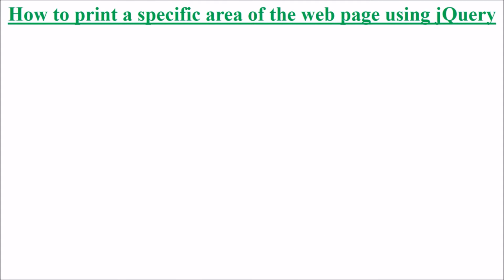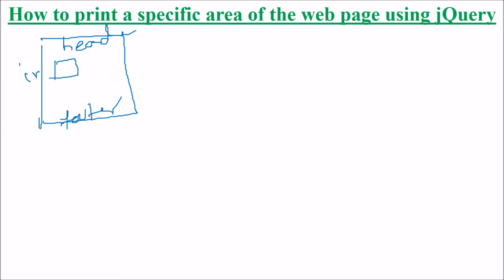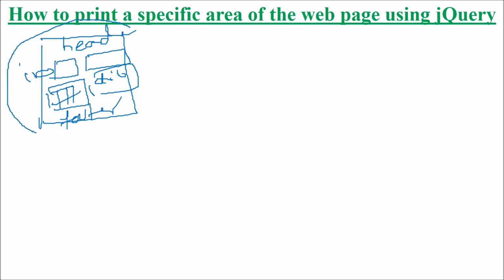How to print a specific area of the web page using jQuery. If you have a web page, you can have a header, a footer, certain images, tables, paragraphs, divs, various things. Now, whenever you press Control P or try to print on a browser, by default it is going to print everything. But if you are interested in just one thing, say just a div, how do you print this area only?